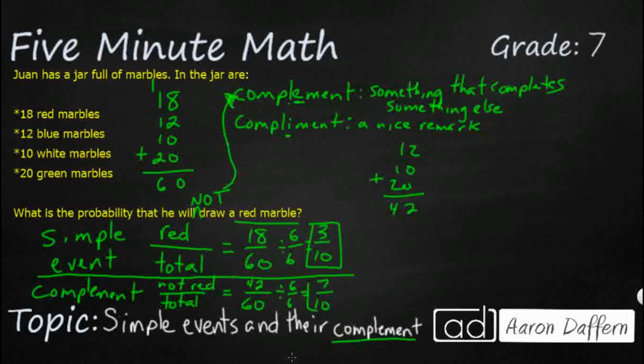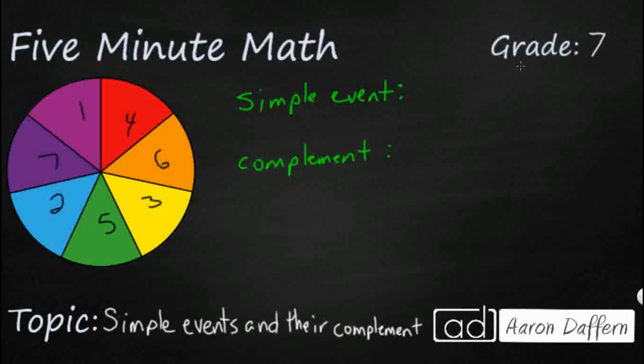And look, you might be thinking, hey, we could have just subtracted 3/10 from a whole and we would have been correct. Those two together should equal 1. So a simple event and its complement should equal 1 whole. Let's look at another example.